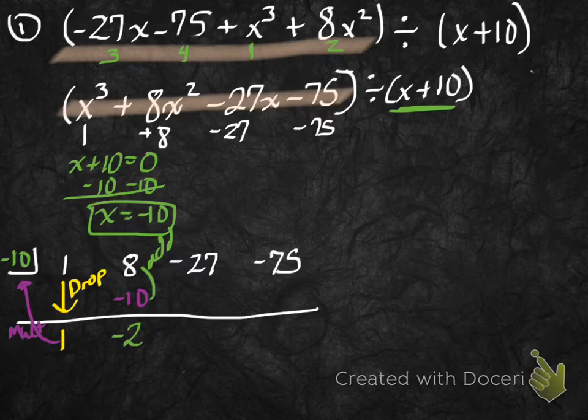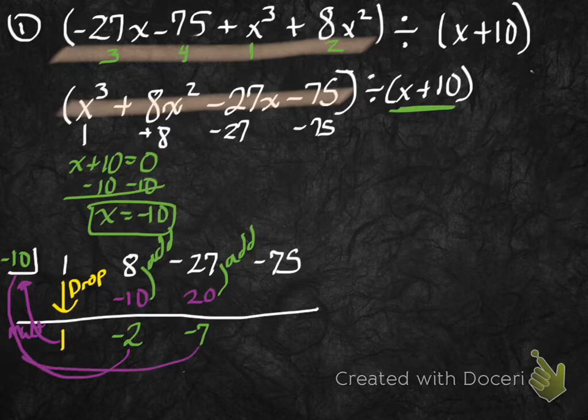Then you're going to repeat. You multiply. Negative 2 times negative 10 is positive 20. Then you add, giving us negative 7. Then you multiply, giving us a positive 70. And you add, giving us a negative 5.